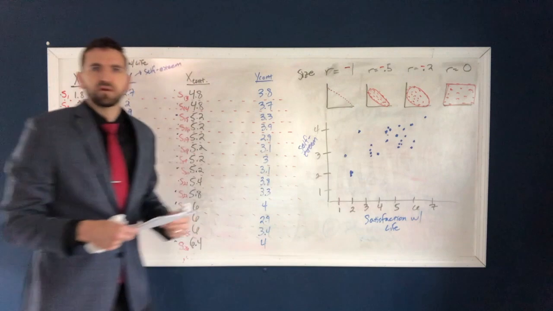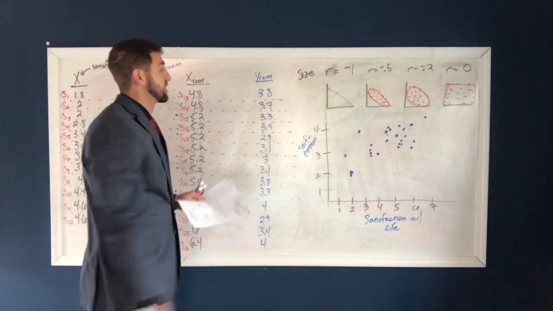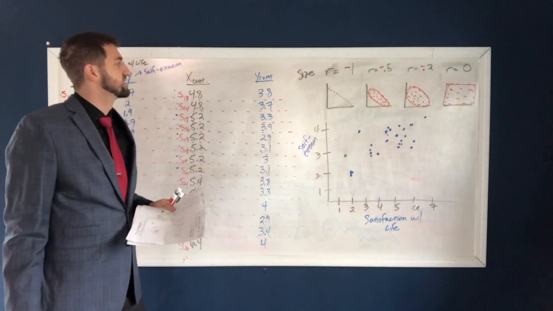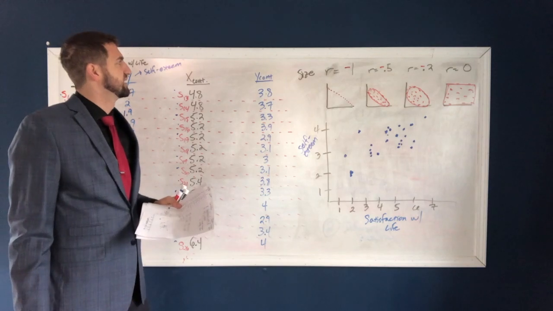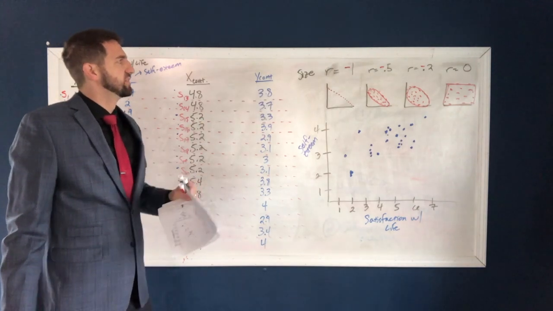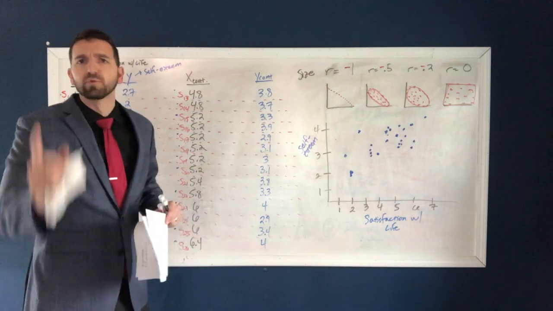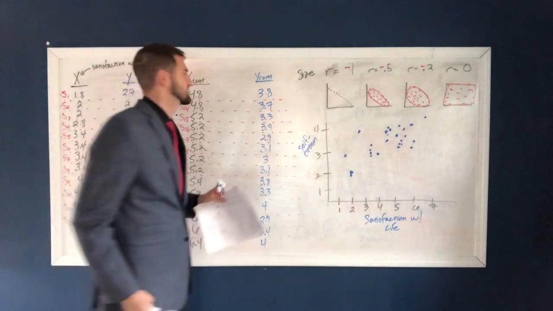What I'm going to do right now is erase the scatter plot as well as the size that I have up there, and then we're going to go ahead and start talking about Z-score.